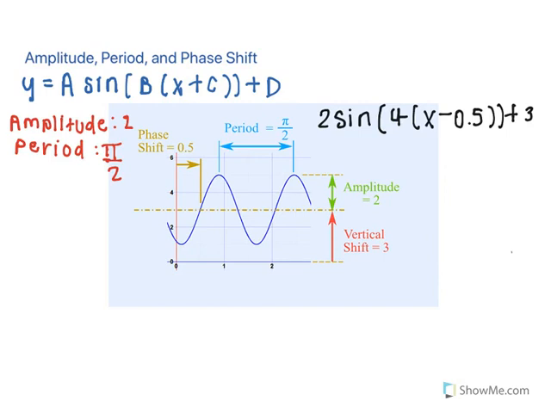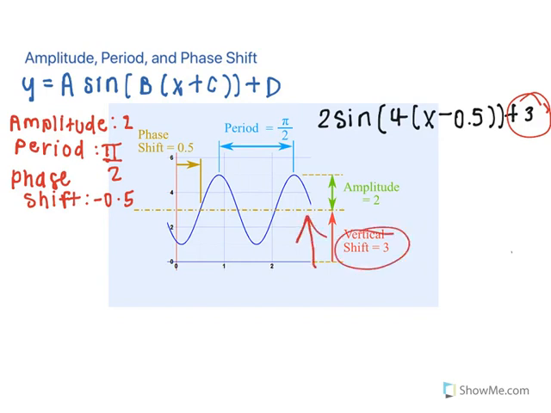Next, our phase shift is 0.5 because we see the graph has shifted 0.5 units to the right. So since it's moving to the right, the phase shift would be negative 0.5. Next, the vertical shift is 3 because we're given the d value over here and the graph is shifted up by 3 units.